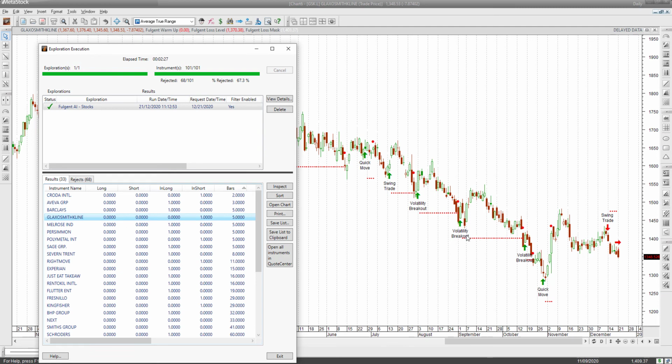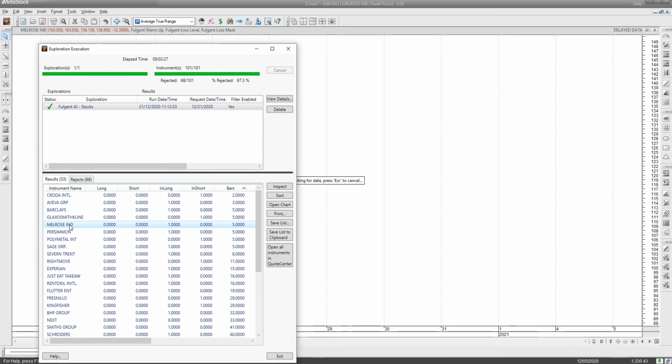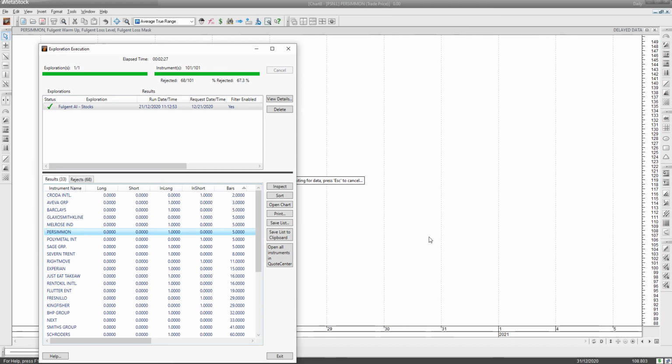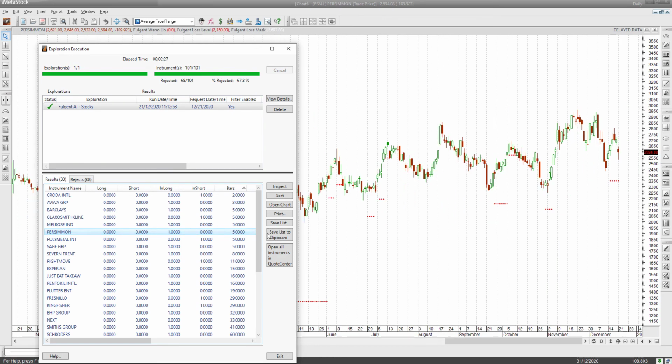There's been a quick move, volatility breakouts, all generating healthy returns. Melrose is another one that's in a long for 5 days into a trade. You can see lots of good swing trade moves in Melrose. Persimmon, I think that's a different one. This one's in a trade, 5 days into a trade. You can see there it generates quite a lot of swing trades. Very choppy for short-term trading.